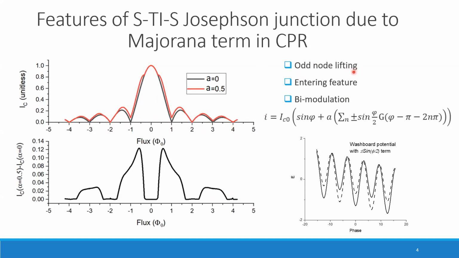We can also observe another feature on the shoulder of the diffraction pattern. When the magnetic field is large enough, we can have a tiny bump appear on the shoulder of the diffraction pattern here. We call this feature the shoulder feature. The field at which this feature appears is when the Majorana bound state starts to come into the STIS Josephson junction. And the third feature predicted by our model is called the bimodulation feature. Basically, due to the existence of different signs of the sin(phi/2) term in the current phase relation, we can have two types of washboard potential for the Josephson junction. And then if the parity of the Majorana bound state changes, the junction can have a double critical current.